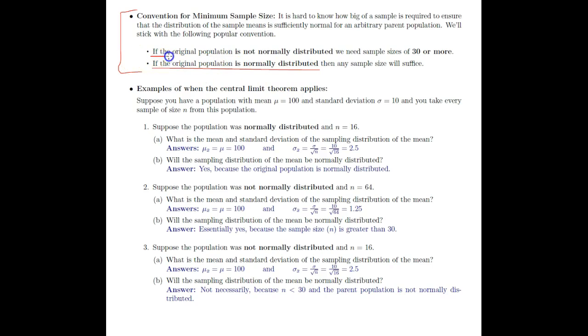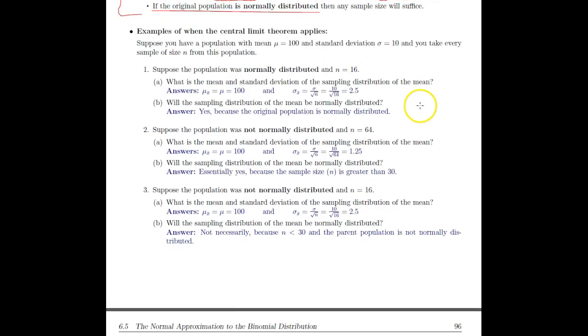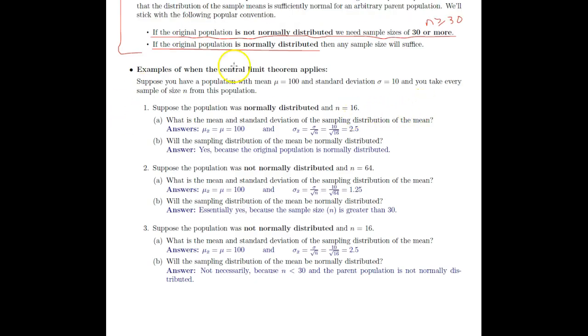Now, if the original population is not normally distributed, then we need the sample size to be 30 or more. If n is greater than or equal to 30, then even if your original population is not normally distributed, we can still use the methods that we used in this video. Okay? And here are some examples when the central limit theorem applies.